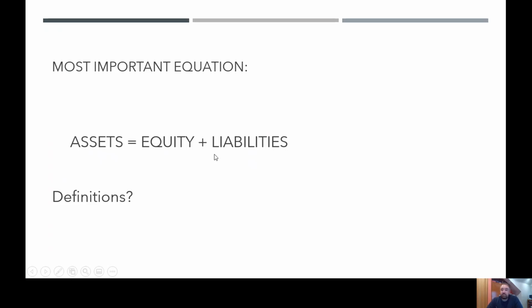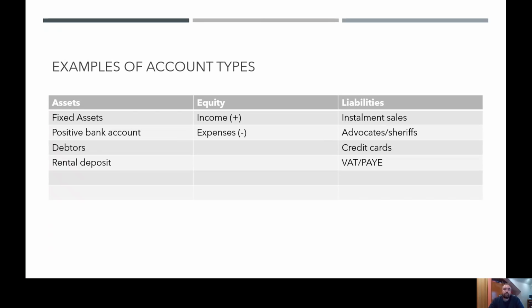Then liabilities is again an outflow of future economic benefits. So that means in the future, you will have to pay someone money. And then equity is the balancing figure between those two. Equity is basically your income less all of your expenses. So here's some of the examples for those three.